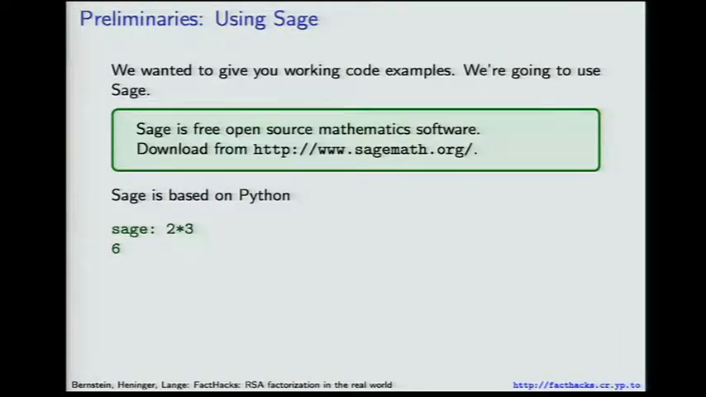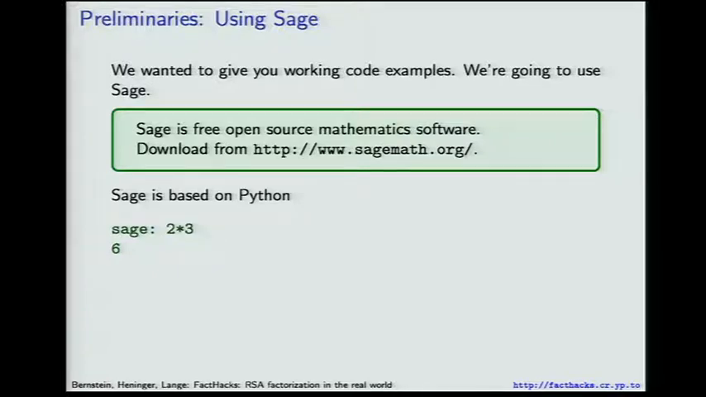Before I launch into the math, I want to explain what we're doing here. Since you guys are hackers, you like code instead of formulas, so we wanted to give you formulas in code. What we are giving you is working Python code for all of the math that we're going to do. In order to do that, we're going to use some software called Sage. Sage is free open source mathematics software, available at sagemath.org. It's based off of Python, so it's very simple if you know Python.